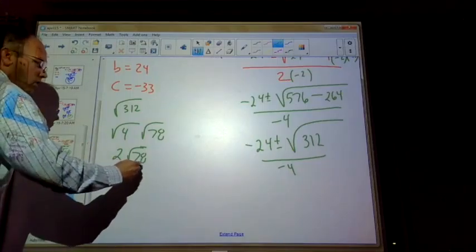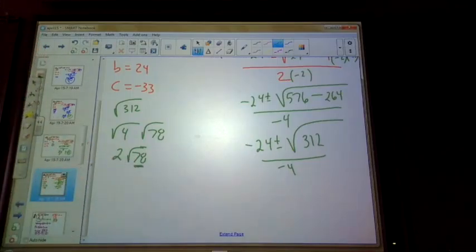Can I break this 78 down, though? I know 1 goes into it, but that's not going to help us. Does 4 go into 78? No. Does 9? No, 9 goes in 81. 16, does 16 work? No. 25 won't work. 36? 36 times 2 is 72. 49? No, I think that's about as far as we can go.